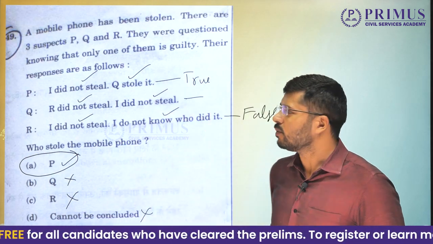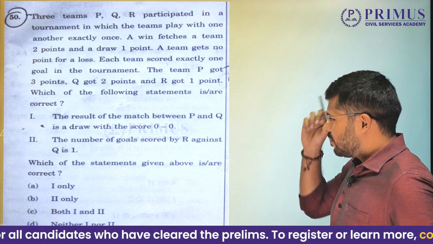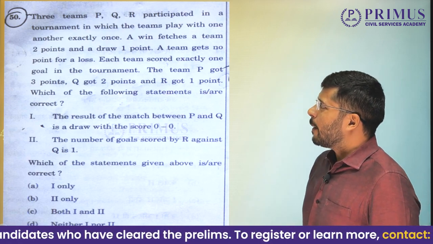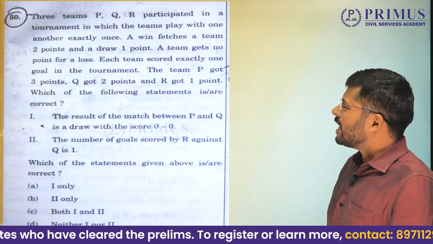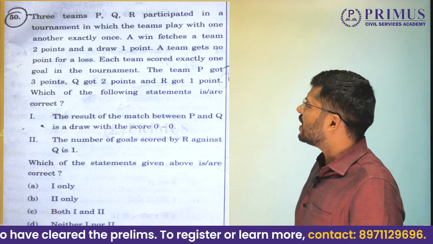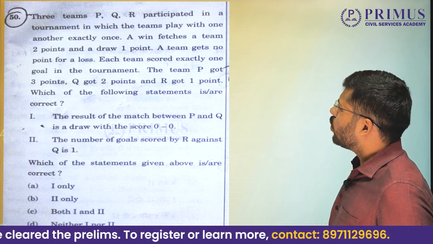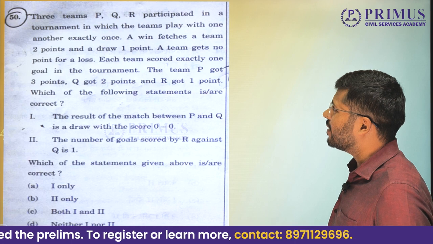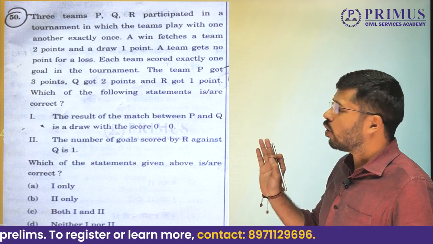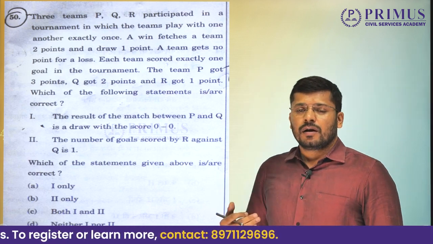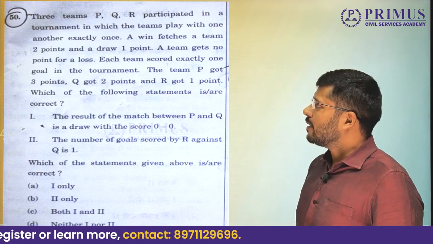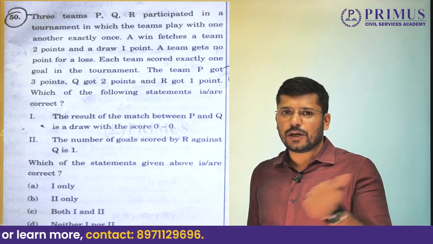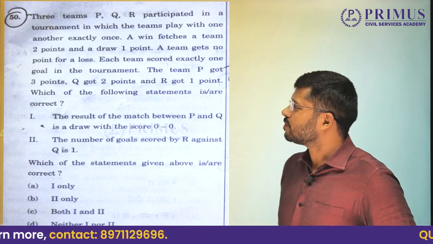Okay, we'll go further now. Okay, this one. 3 teams P, Q and R participated in a tournament in which the teams play with one another exactly once. So how many matches have taken place? That means that only 3 matches have taken place: PQ, QR and PR.